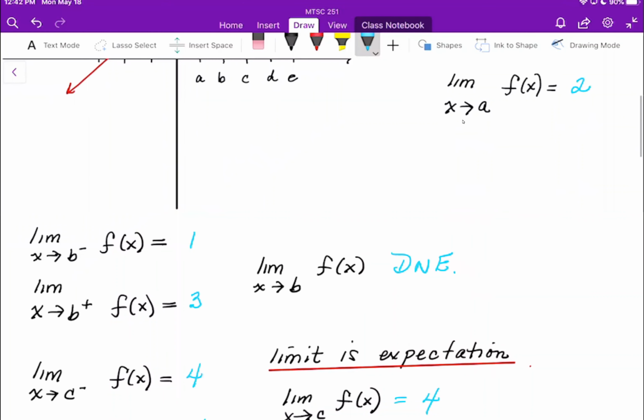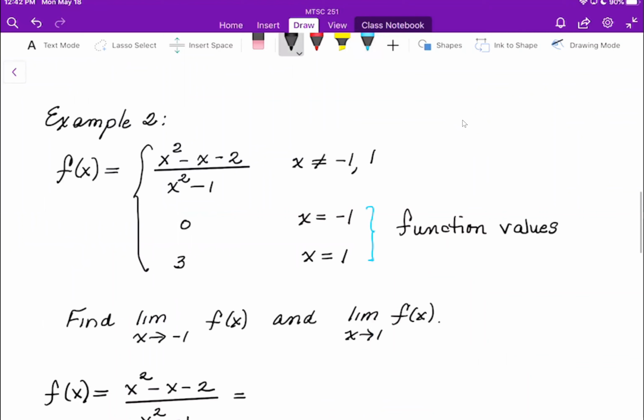Okay, let's go on to example 2. In example 2, we are given the function values at -1 and 1, because our function is defined to be x squared minus x minus 2 over x squared minus 1 when x is not equal to -1 and 1. Although we have function values, we're not going to be concerned about function values because we're looking at the limit. Again, the limit is the expectation. So we're looking at numbers that are close to 1, not necessarily equal to 1.